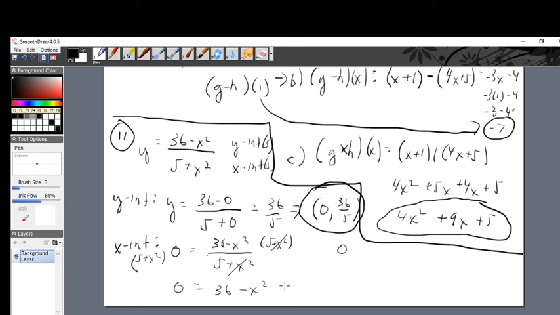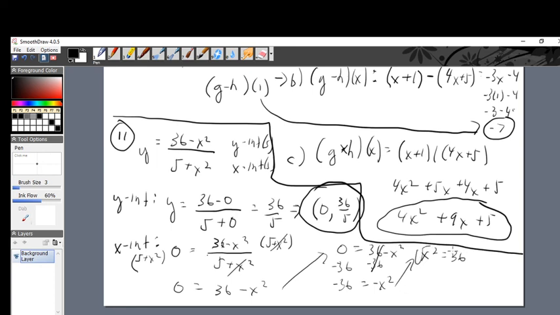Let me rewrite that up here. 0 is equal to 36 minus x squared. So now let's get minus 36 on both sides. There we go. Minus 36 is equal to minus x squared. We multiply both sides by -1 because I want x squared. I don't want negative x squared. So multiply both sides by -1 and I get x squared. Let's come up over here. x squared is equal to 36.